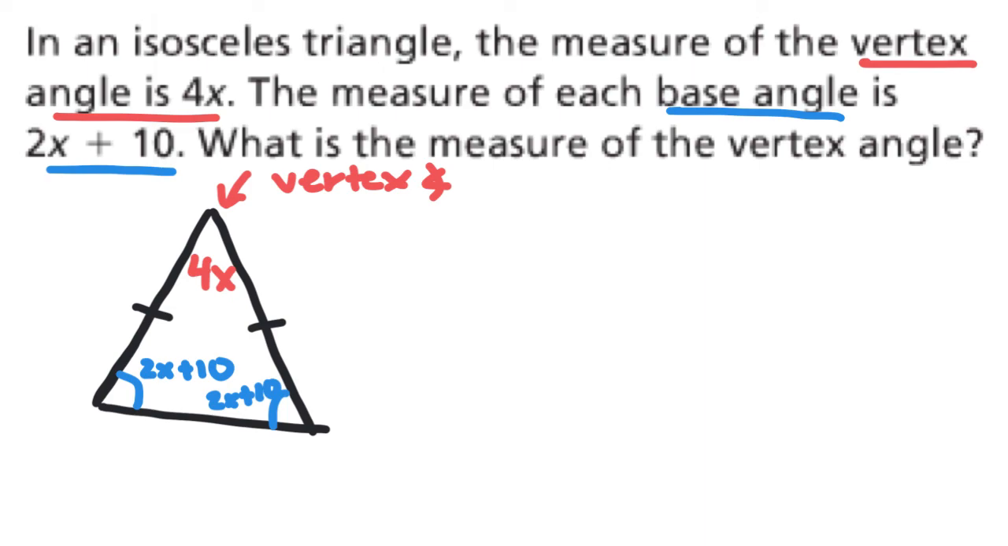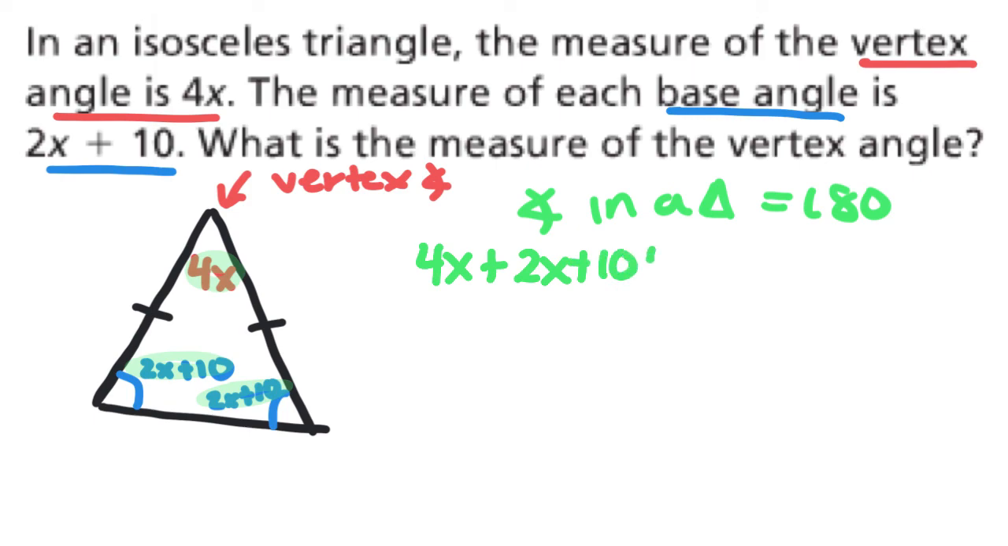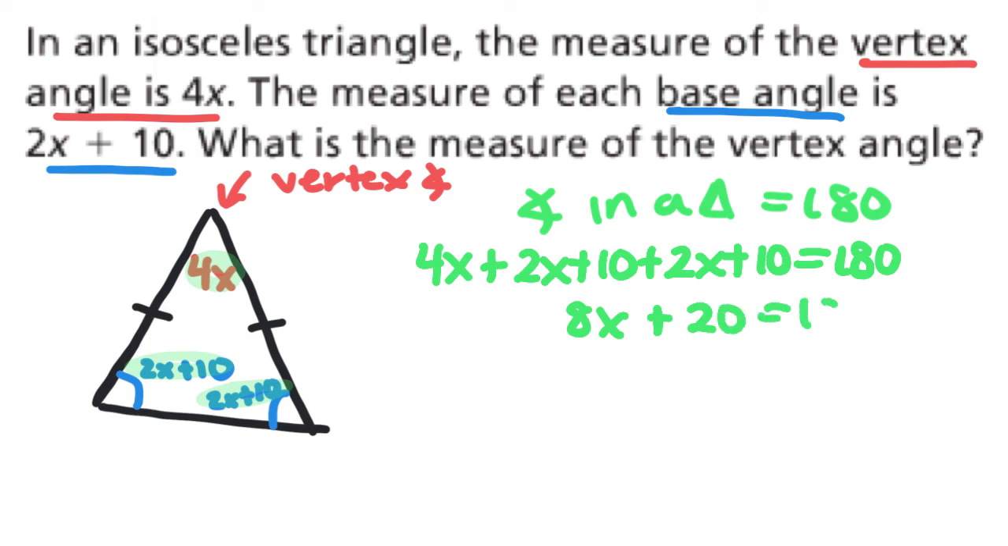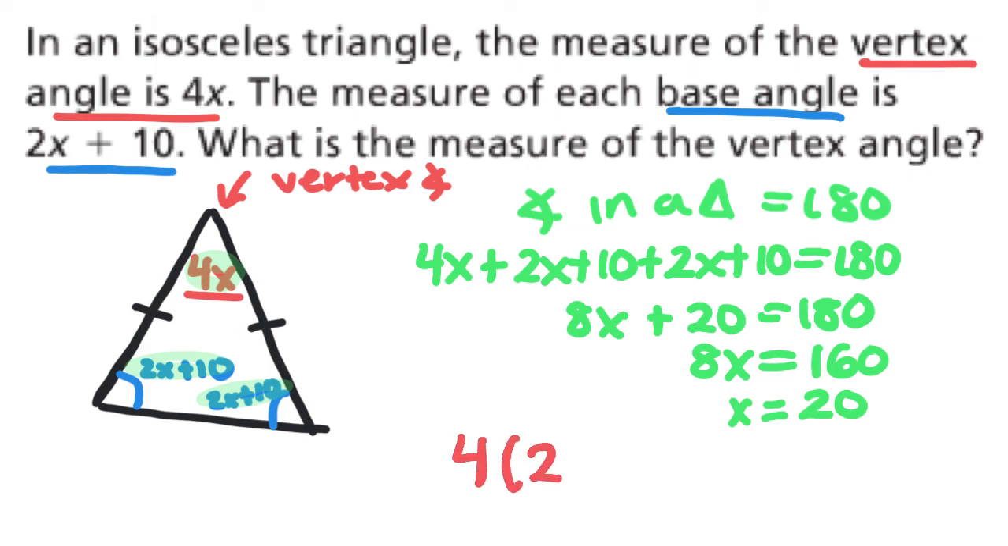The first thing we want to use is the fact that all the angles in a triangle equal 180. So I could take all my angle measures and set them equal to 180. So you'd have 4x plus 2x plus 10 plus 2x plus 10 equals 180. So if I simplify, I can combine like terms, so I get 8x plus 20 is 180. So I subtract 20, 8x equals 160, and this gives me that x is equal to 20. Now if I want to find the vertex angle, it is represented by this 4x. So my vertex angle will be 4 times 20, which gives you a value of 80 degrees.